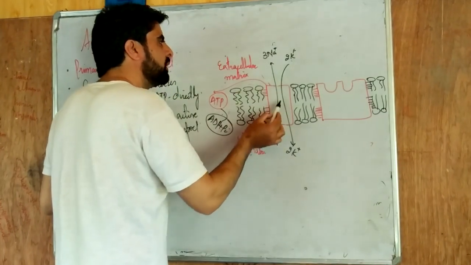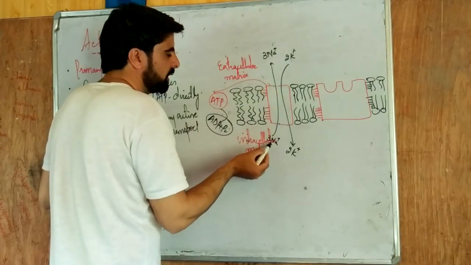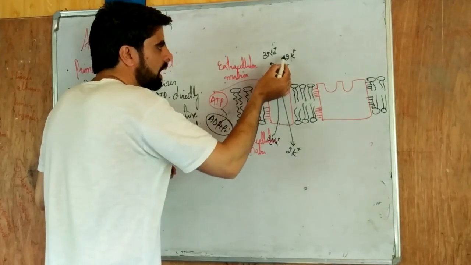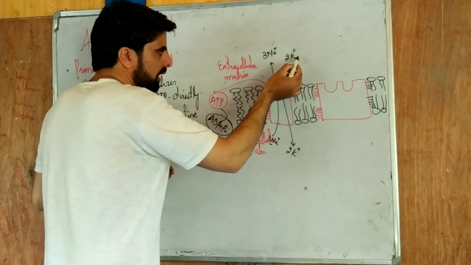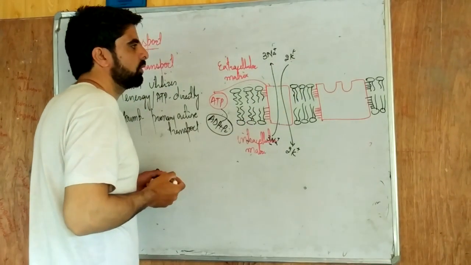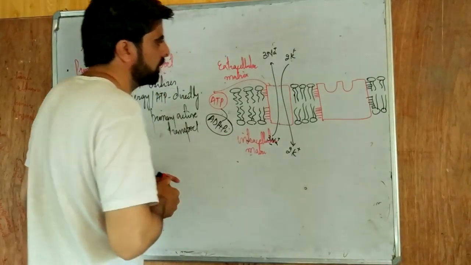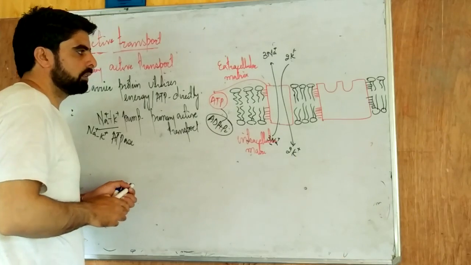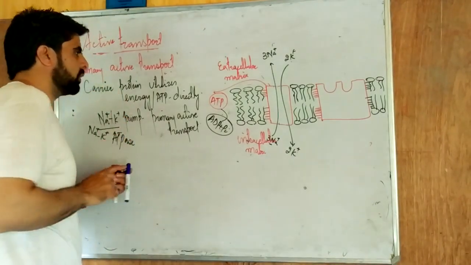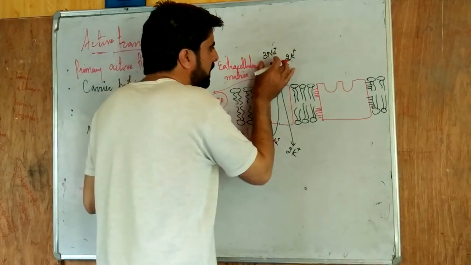With the activation of this protein, 3 sodium ions are expelled from the cytoplasm to the extracellular matrix, and 2 potassium ions move in from the extracellular matrix to the intracellular matrix. So this pump is known as the sodium potassium pump, but it uses energy directly. That's why we call it a primary active transport. When this movement takes place, the 3 sodium ions are taken out.